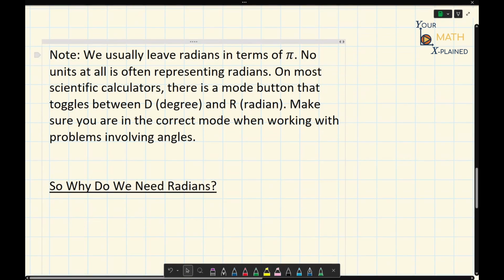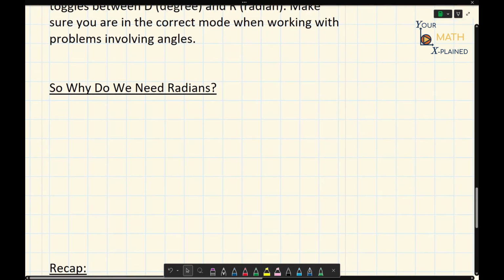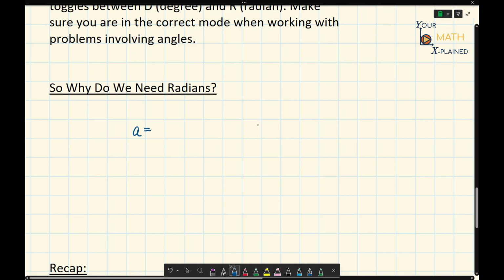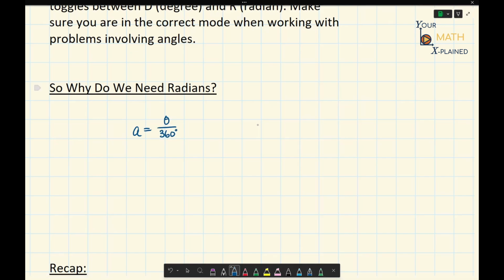So now the question is, why do we need radians? Well, let's go back to our very first example. We had our arc length, A, is equal to the proportion of the angle in terms of the entire circle, multiplied by the circumference, which is 2 pi r. But instead of using 360 degrees, let's see what happens if we actually use radians. Then we would get A is equal to theta over 2 pi multiplied by 2 pi r. And this simplifies to just theta times r.